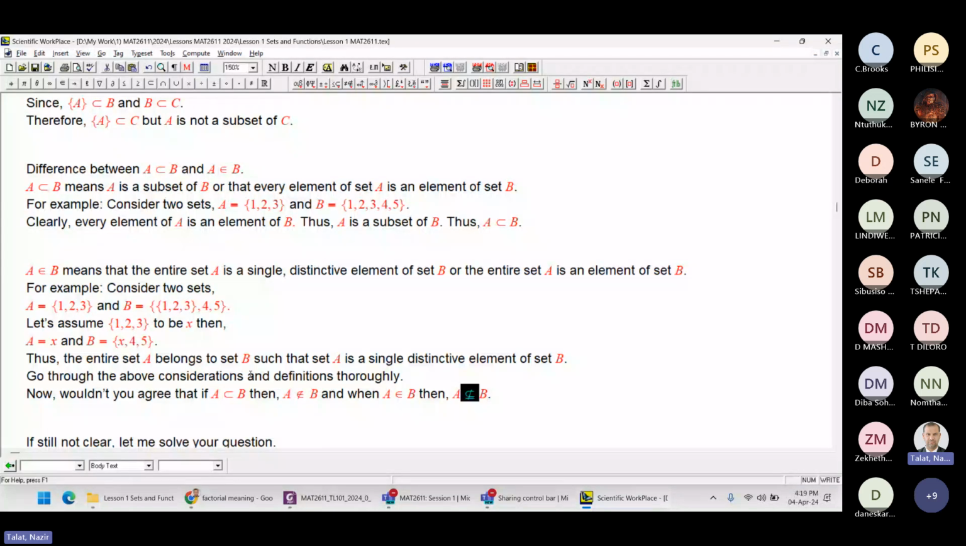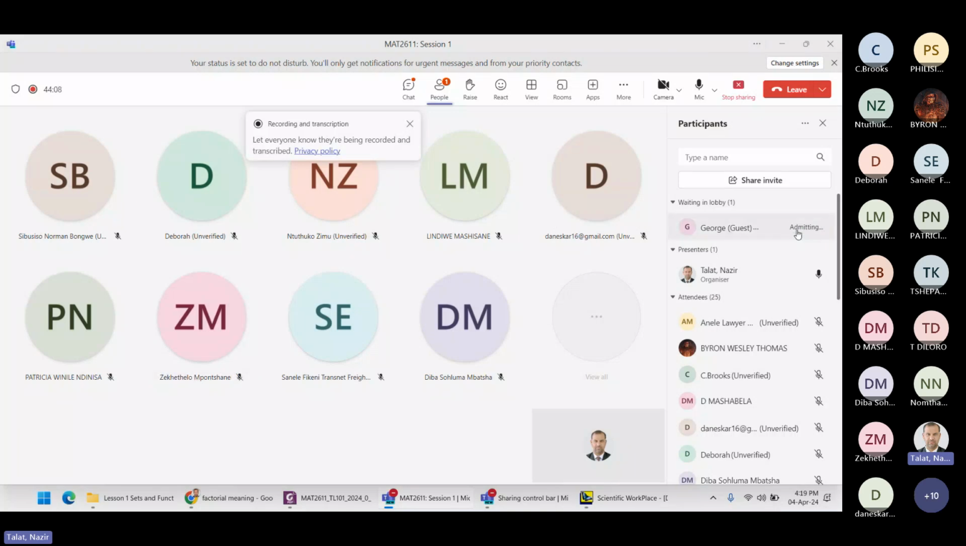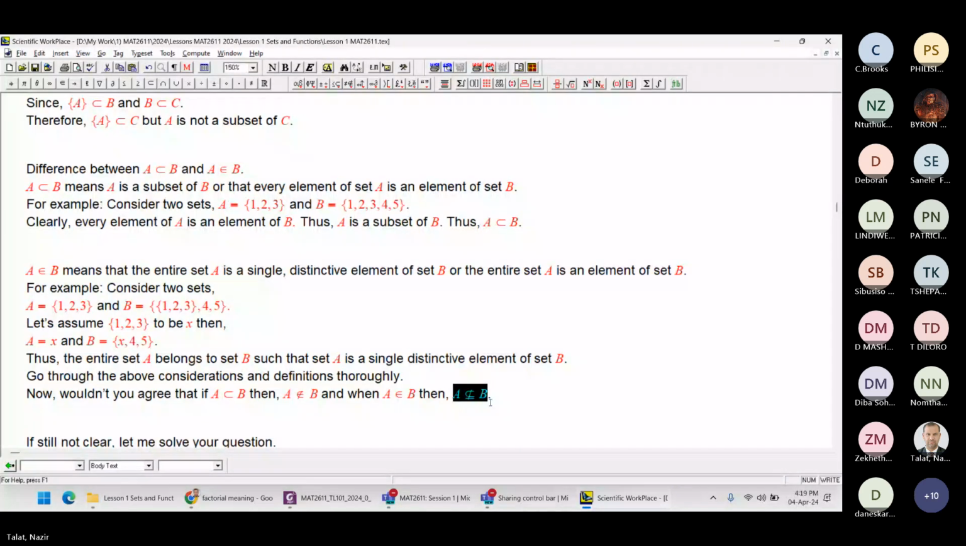This means A is not a subset of B. Sometimes we call it an improper subset. Improper means it is expected that A can be equal to B, because we say that every set is a subset of itself. Like A is a subset of A, so it means that both can be equal.